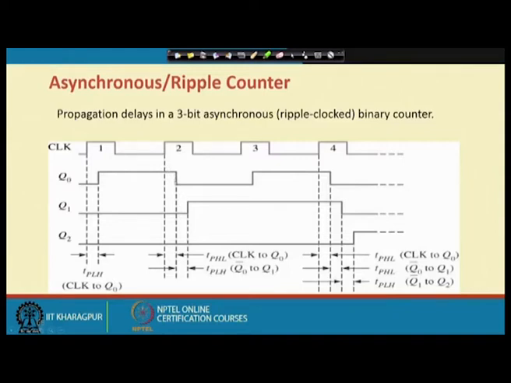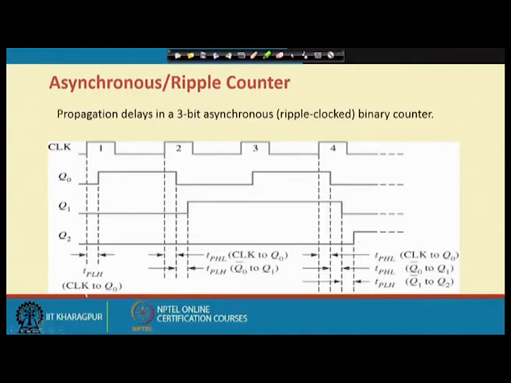Then when this particular Q0 goes low, it will see that there is a transition in the Q0 line. Then this flip flop will make a transition, getting Q1 to be high, and after some time Q2 will become high. At this point, Q1 is making a transition from high to low, so now it will make a transition like this.